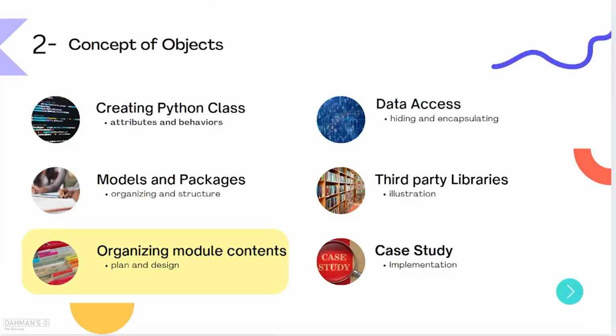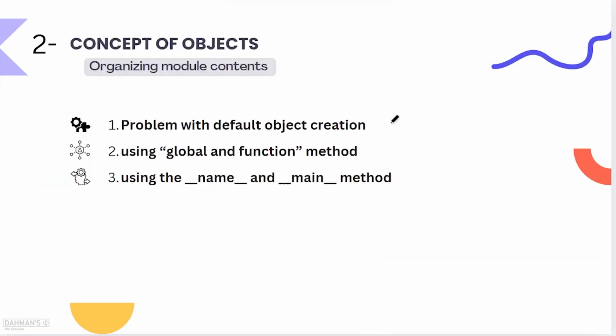Hi, welcome back. So we are at the outline organizing module content. In this outline, there are three important points one must understand, and they are relevant to the previous video that we have discussed. So first, we're going to be looking at the problem with default object creation, and what does that mean exactly?